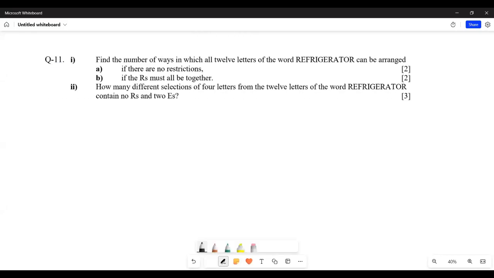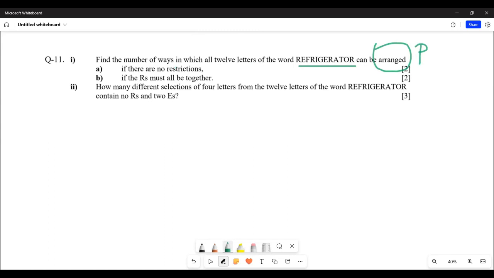Question number 11 of the worksheet, which says, find the number of ways in which all 12 letters of the word refrigerator can be arranged if there are no restrictions. So arrangement means permutations. Part A, no restrictions. So these are 12 letters. So that's going to be 12p12 or 12 factorial upon how many repetitions do we have?